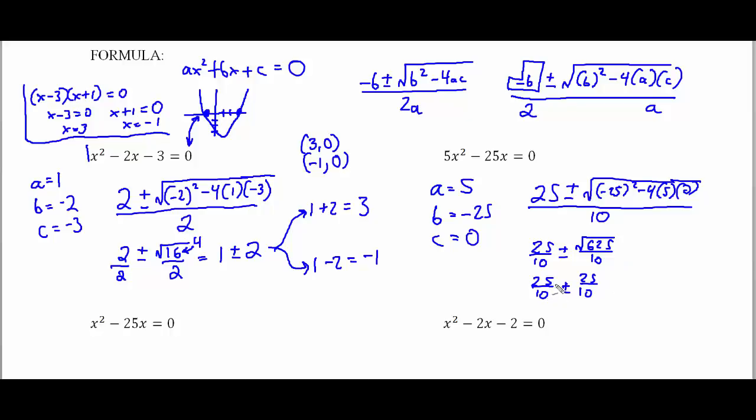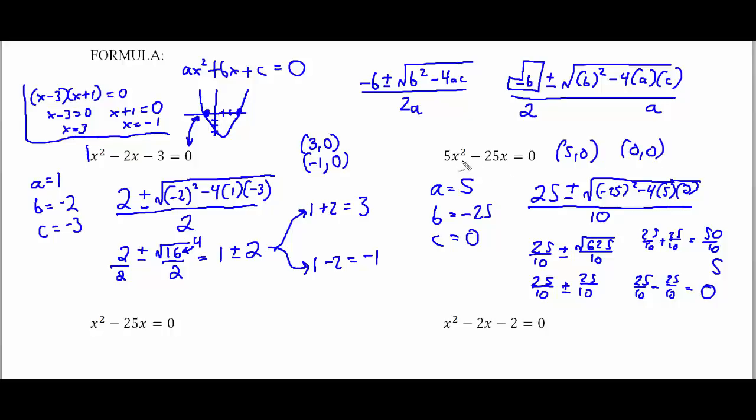Now you can simplify this now or later. I'm going to simplify it later. I'm going to take my 25 tenths plus 25 tenths and make 50 tenths, which is 5. So one of the places where this hits the x-axis is (5, 0). And I'm going to take 25 tenths minus 25 tenths, which is 0. So my two answers to problem number 2 are (5, 0) and the origin.